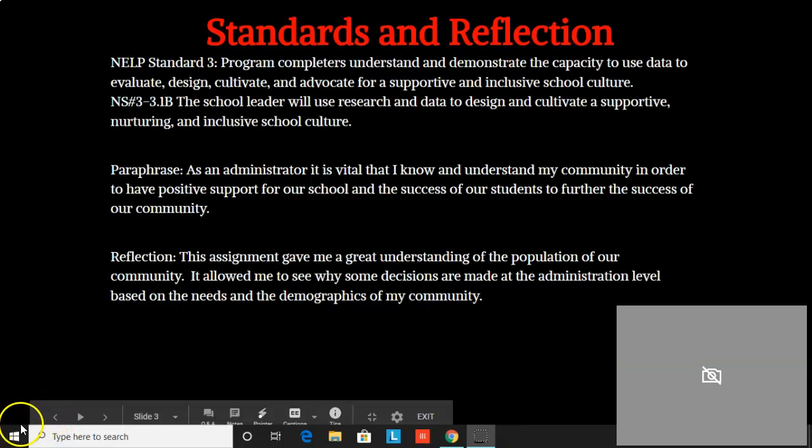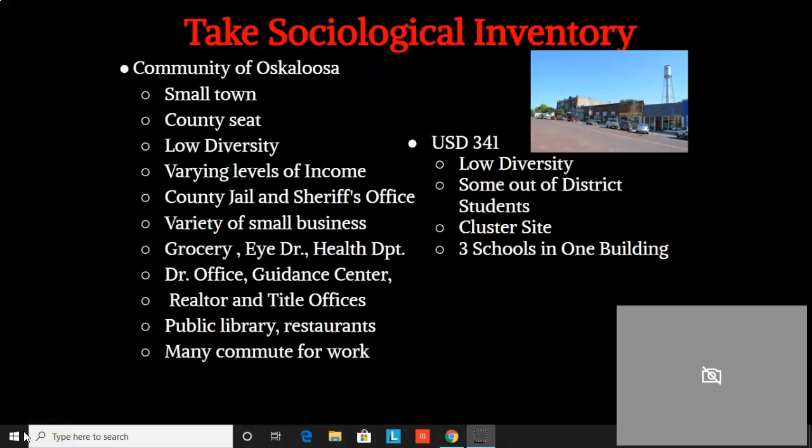of your community. The sociological inventory: Oskaloosa is a small community. It's the county seat, so we have the courthouse in our square. It's very low diversity. We do have a varying level of income. We have the county jail and the sheriff's office along with the emergency management office that houses our ambulance. We have a variety of small businesses. We have lots of things in town.